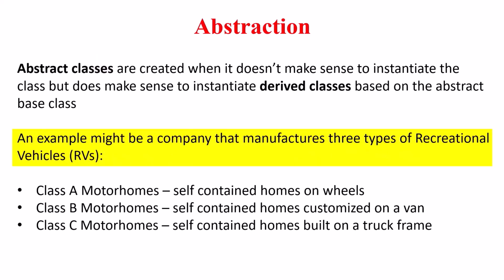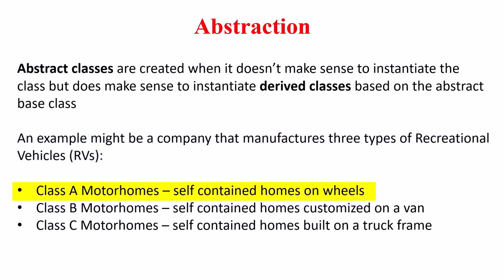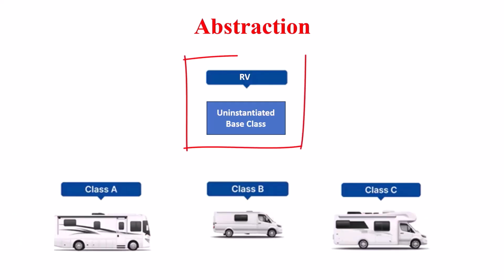An example might be a company that manufactures three types of recreational vehicles: Class A motorhomes, Class B motorhomes, and Class C motorhomes. The Class A are self-contained homes on wheels. The Class B are self-contained homes customized on a van. And Class C are self-contained homes built on a truck frame. Basically, it kind of looks like this.